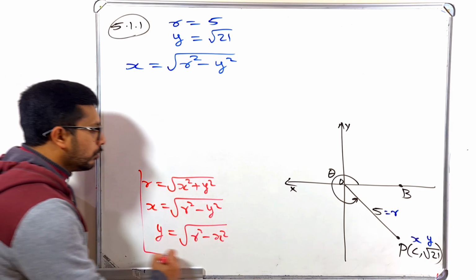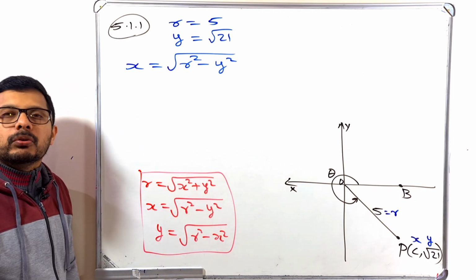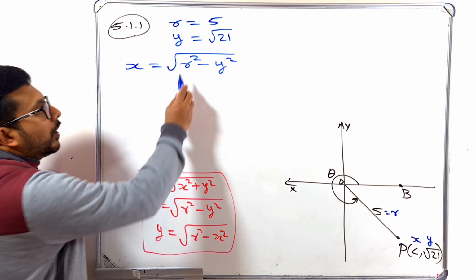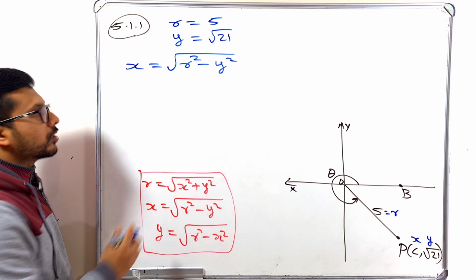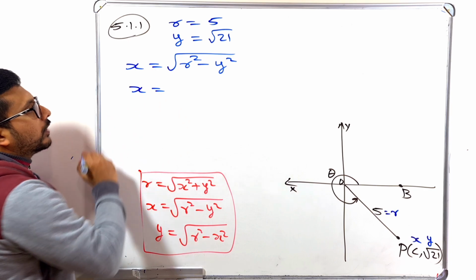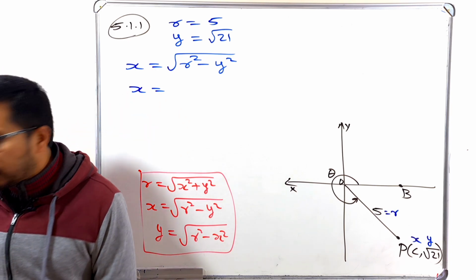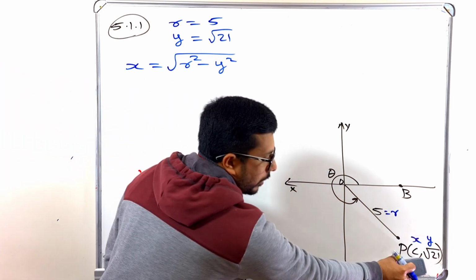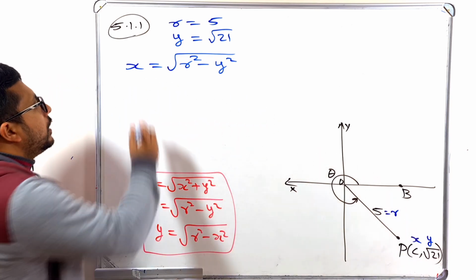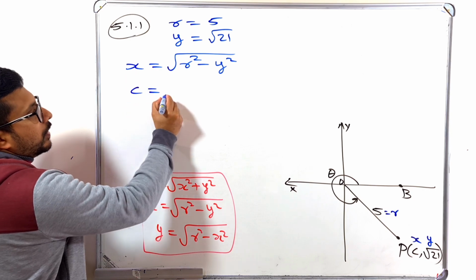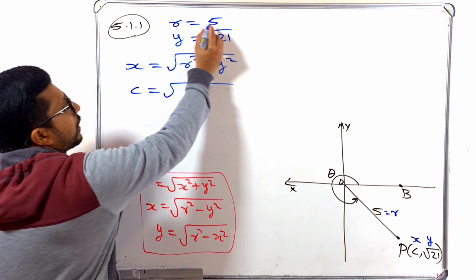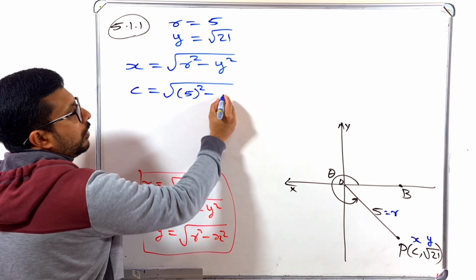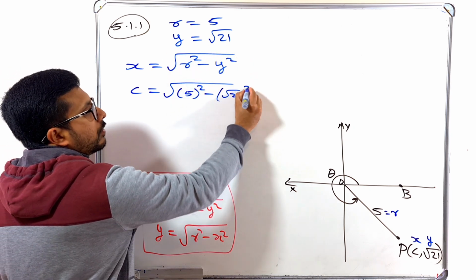Now you are in matric class, you have to remember these formulas. Here we have to find the X value, so the formula is root of R square minus Y square. In our question, X is the same as C. So C is equal to root of R square, so 5 square, minus Y square. What is Y? Root 21 square.